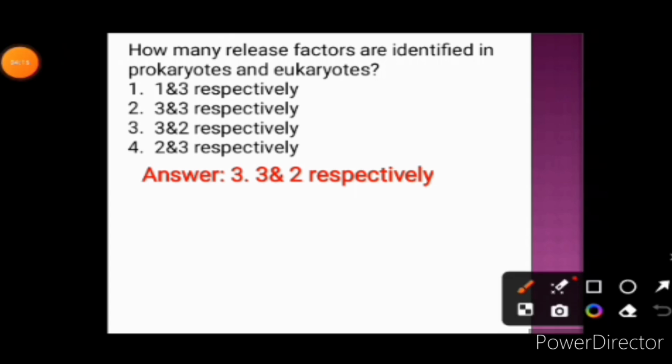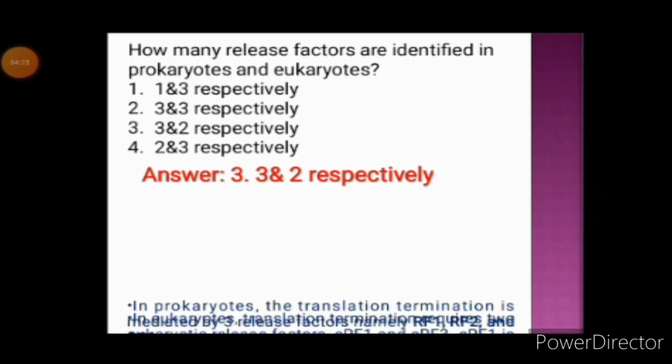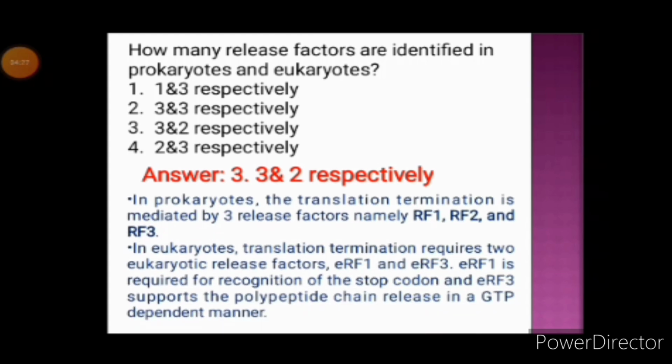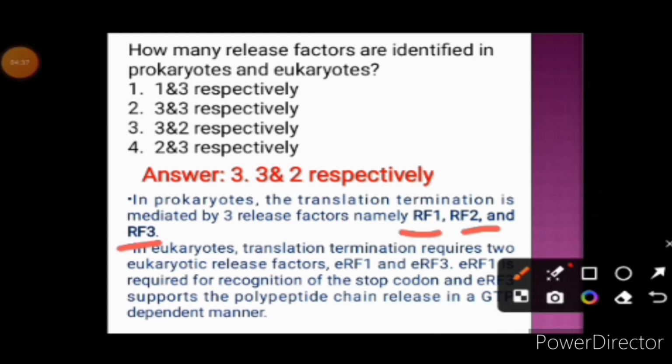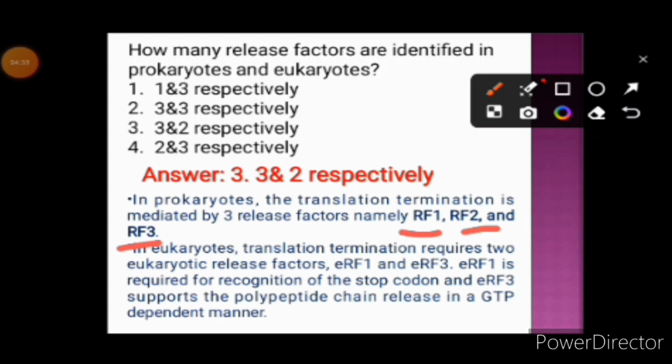That is, for prokaryotes, there are 3 release factors, whereas for eukaryotes, there are 2 release factors. In prokaryotes, the translation termination is mediated by 3 release factors, which are RF1, RF2 and RF3. Whereas in eukaryotes, translation termination requires 2 eukaryotic release factors, that is eRF1 and eRF3.